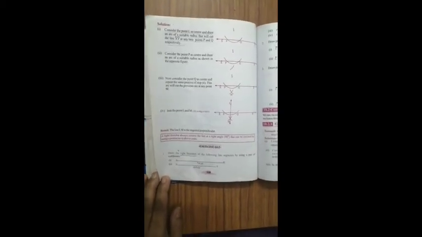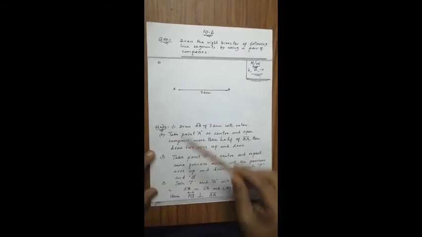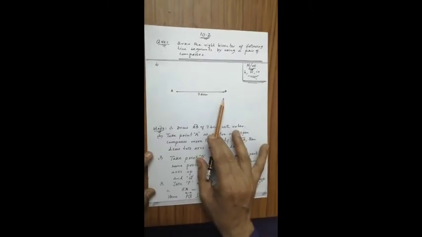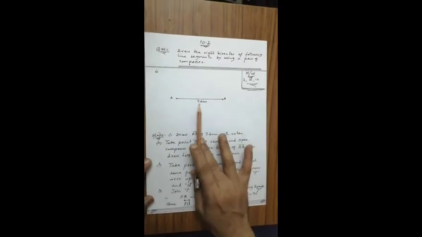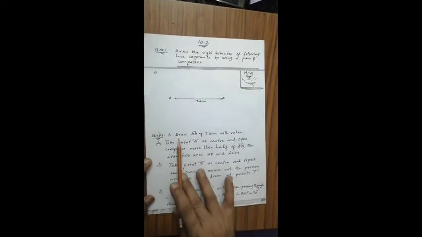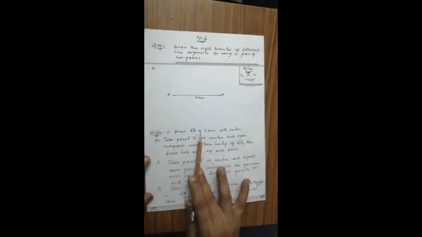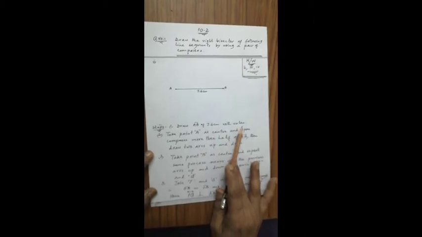A right bisector is a line which cuts the given line segment at the midpoint and at 90 degrees. What is the procedure to draw the right bisector? We are going to start its complete procedure. It consists of four steps. Step number one: the line segment is AB of 7.6 centimeters. First step, draw line AB of 7.6 centimeters with a ruler.